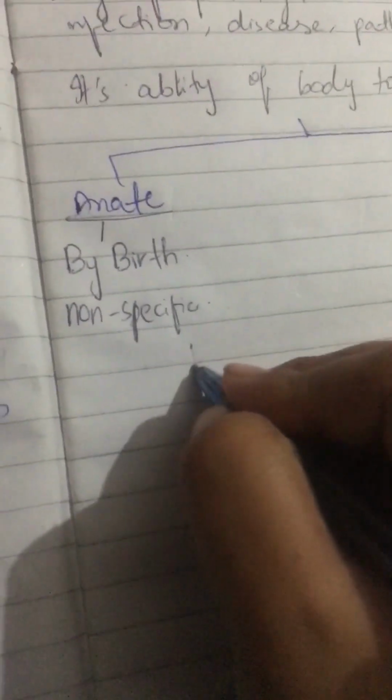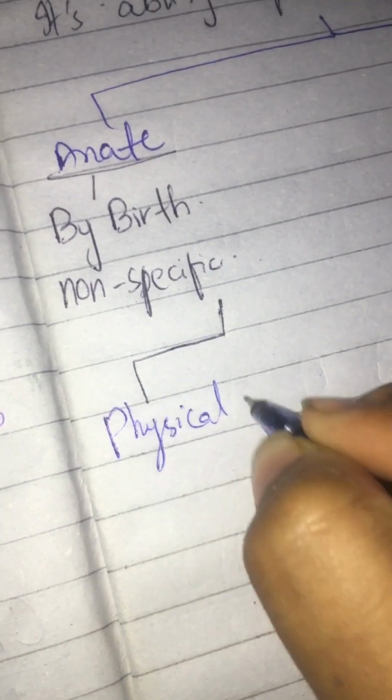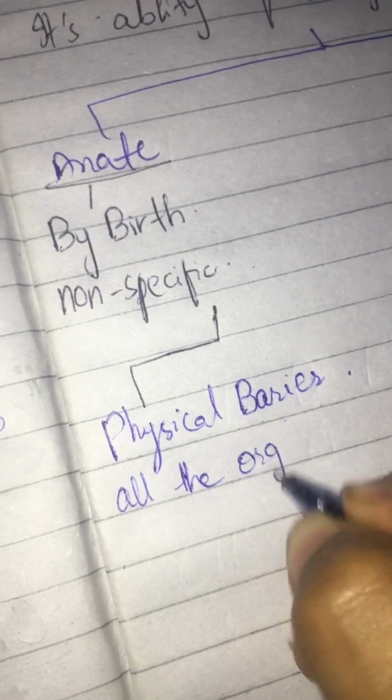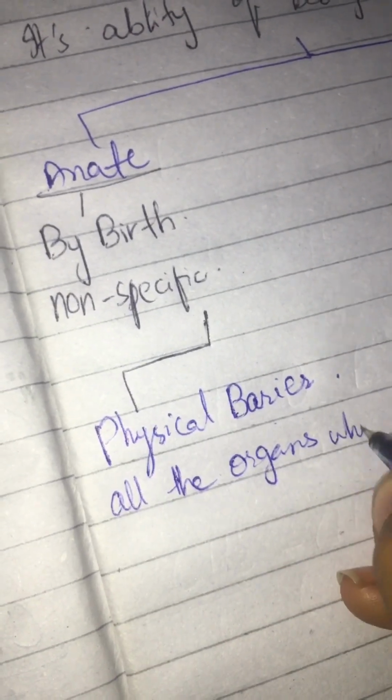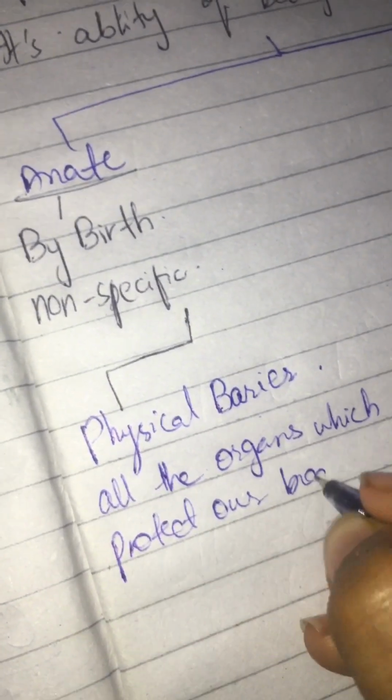Innate is non-specific, and acquired is very specific. Innate has two types, which are like physical barrier. All the organs which protect our body from many pathogens.